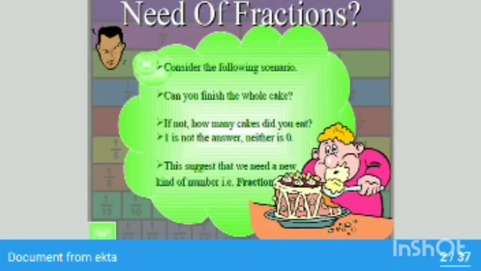So what is the need for fractions? Consider the following scenario. Can you finish the whole cake? No, I can't. So how many cakes did you eat? If you are taking one piece or two pieces out of the whole cake, what would you say? One? No, one cannot be the answer. Zero? No, zero cannot be the answer either. Why so? Because either I have taken one piece or two pieces like this. So it suggests that we need a new kind of number, that is fraction.